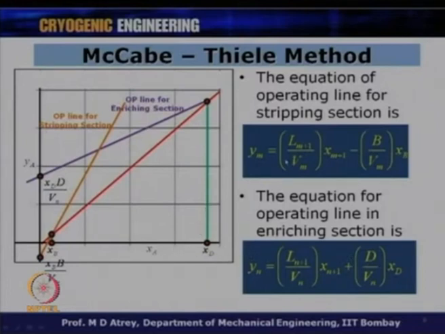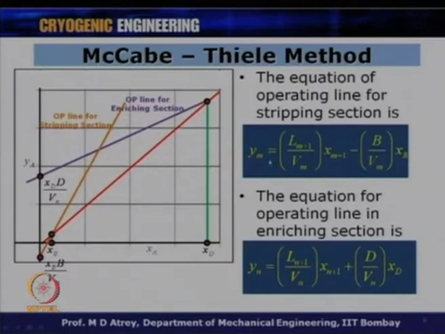Similarly, for the stripping section, we have the slope of the line, which is Lm plus 1 by Vm, given by this equation, and also we have a y intercept, which is minus B by Vm into xb. So, what is this y intercept? Again, it is the point of intersection of the operating line of the stripping section with the y axis, which is what you can see in this graph, that this point is on the negative side of the y axis, and therefore, the y intercept can be located on the y axis at this point. Similarly, we know that this line intersects y is equal to x at x is equal to xb. Knowing these 2 points, we could join them and extend the line further, and in this way, we will be able to draw the operating line for the stripping section.